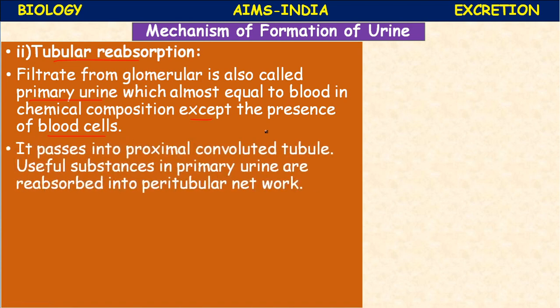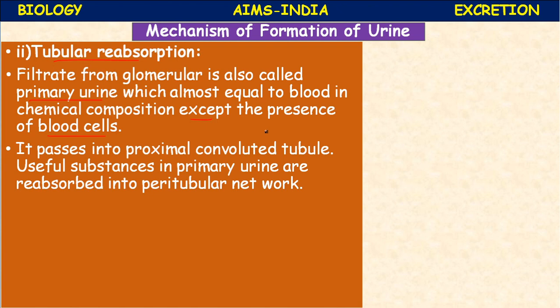It passes into the proximal convoluted tubule. So after the filtration, it passes into the PCT, proximal convoluted tubule. The useful substances in the primary urine are reabsorbed into the peritubular network. Absorptive epithelium is present, and with the help of that it reabsorbs the useful content present in the filtrate. Where? In the proximal convoluted tubule.